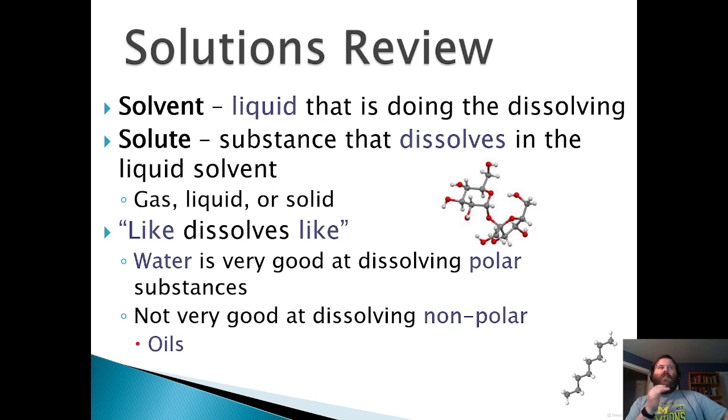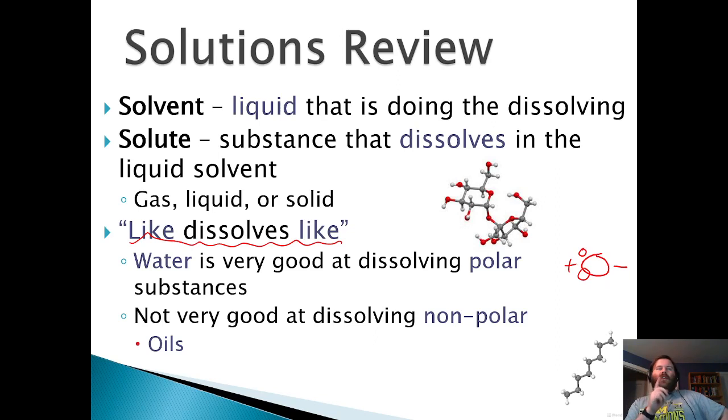Solvent, remember, is the liquid that is dissolving something, and solute is the thing that's being dissolved in the liquid. Okay, solute can be a gas, liquid, or solid. Most of the time we're going to be talking about solids and just a few gases. Okay, and solutions follow this logic, this sort of principle called like dissolves like. All right, and basically what this just means is that things that are polar, like water, like what I was talking about before with the water molecules having a positive and negative side to it, that's called being polar.